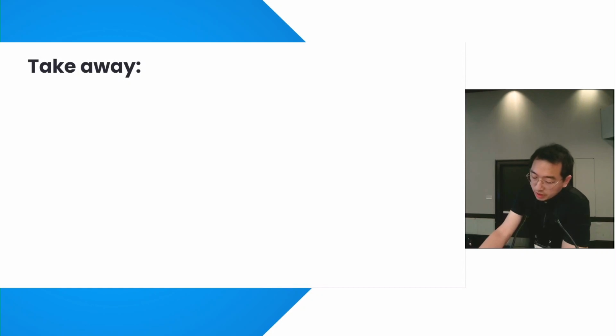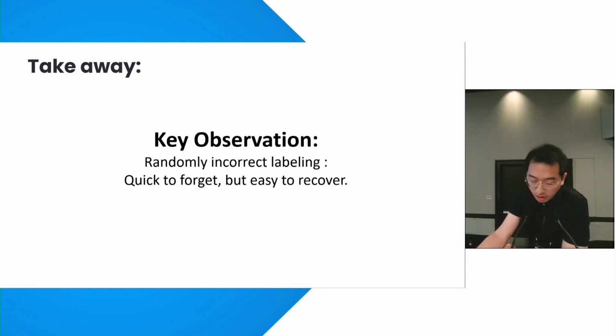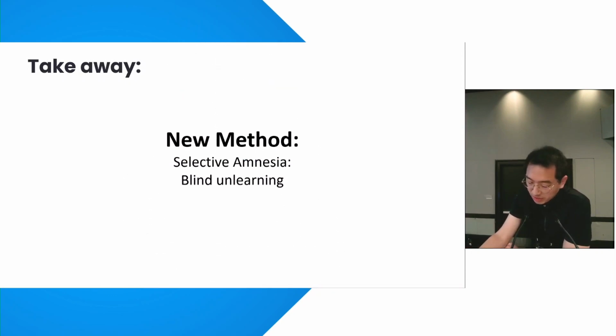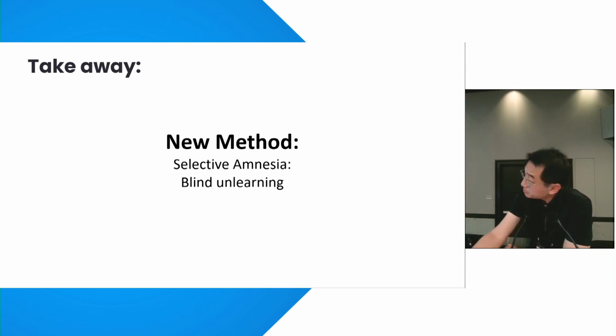In conclusion, here are the main takeaways from our research. First, the key observation: after training the victim model on a randomly mislabeled dataset for a few updates, the model can easily be recovered by a clean dataset. Second, stemming from this key observation, we have developed SIM, a novel, highly efficient technique for blind unlearning, aimed at effectively disabling backdoors.